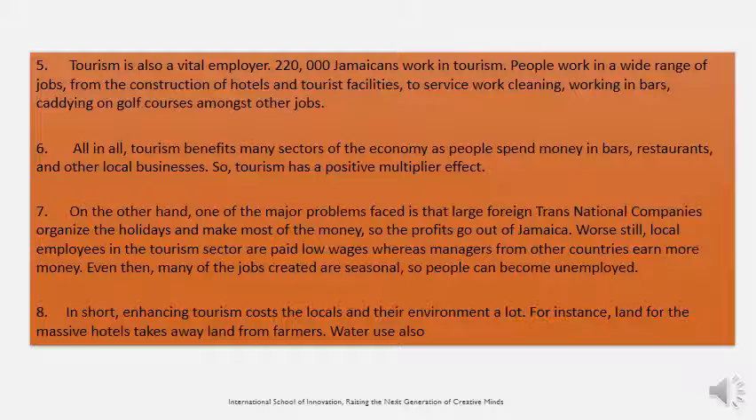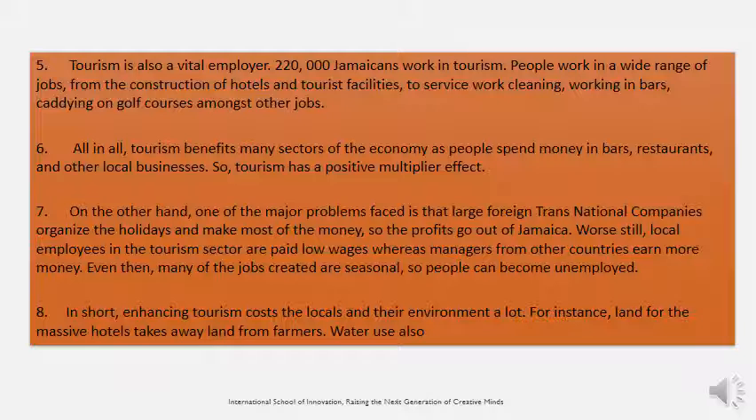All in all, tourism benefits many sectors of the economy, such as people spending money in bars, restaurants, and other local businesses. So, tourism has a positive multiplier effect. On the other hand, one of the major problems faced is that large foreign transnational companies organize the holidays and make most of the money. So the profits go out of Jamaica. Worse still, local employees in the tourism sector are paid low wages, whereas managers from other countries earn more money. Even then, many of the jobs created are seasonal, so people can become unemployed.